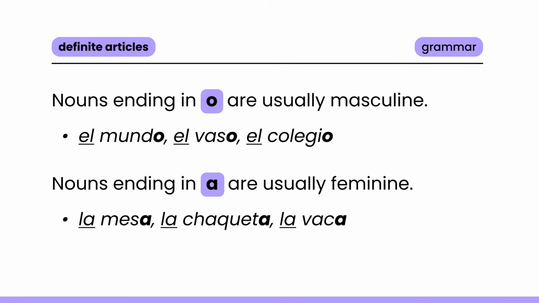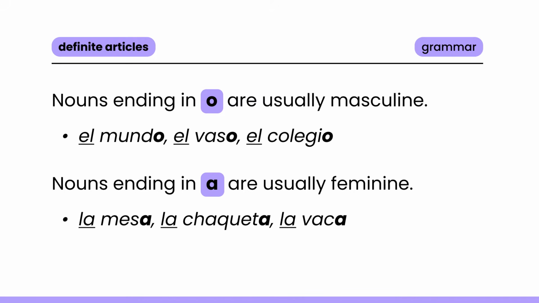Now, there are luckily some rules that we can apply to guess whether we use el or la. And I want to start by giving you these two rules, which are quite helpful. So, the first rule is that nouns ending in o are usually masculine. So, el mundo, el vaso, el colegio. So every time you see an o at the end of a noun, usually that is a masculine noun, and so we use el.